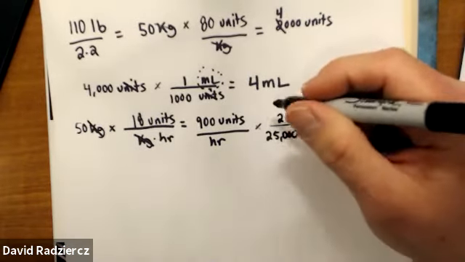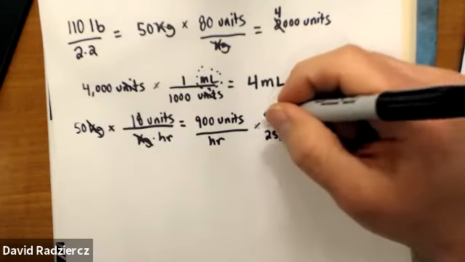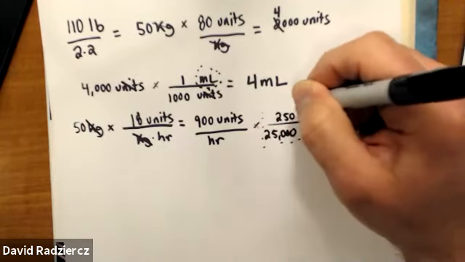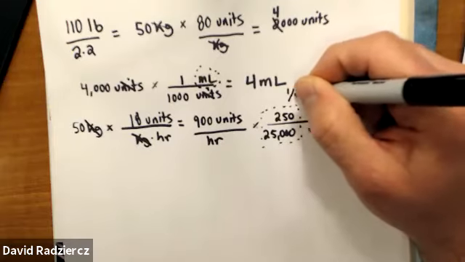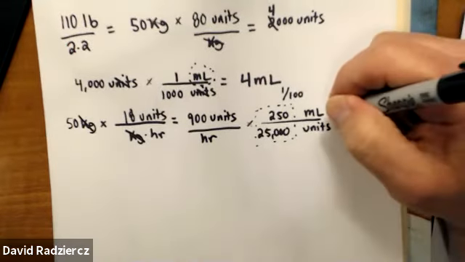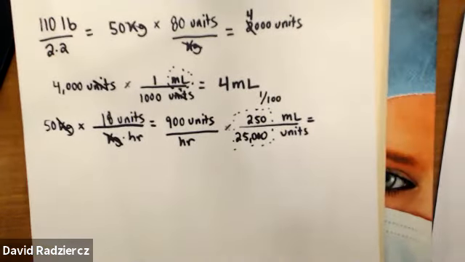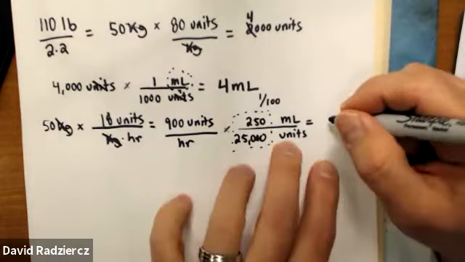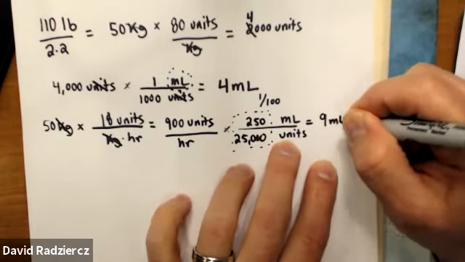Now I'm going to give you a little shortcut because I've been doing this for a couple of years now. This ratio right here is the same thing as 1/100, okay? Because these are all done exactly the same way, that's just a little bit of a shortcut. But if you ever get stuck, just follow what is written in the protocol so you don't get stuck. Okay. So what I'm going to do is 900 times 250 divided by 25,000. And then what I'm going to get is 9 milliliters per hour.